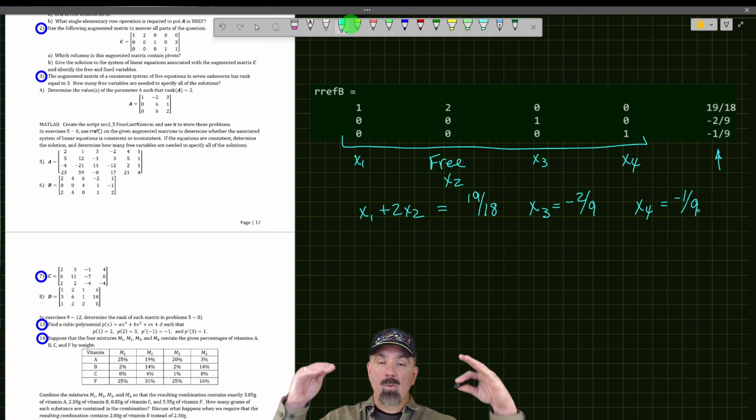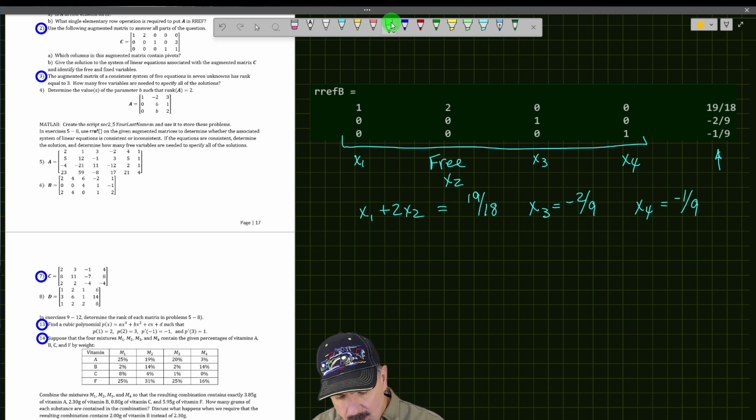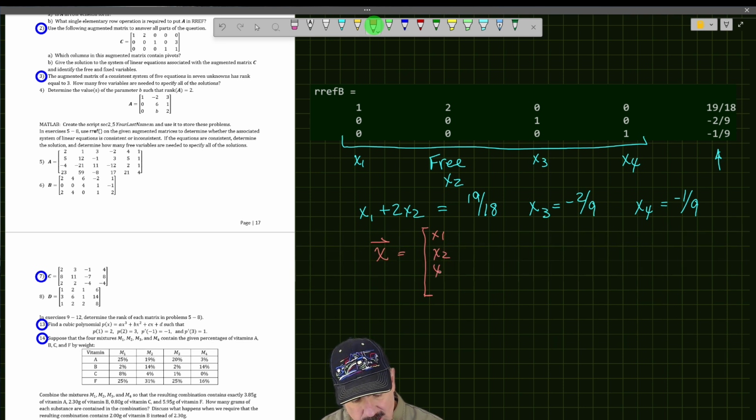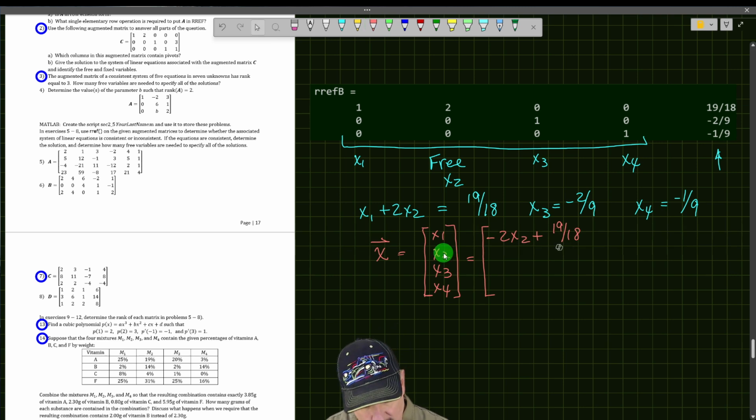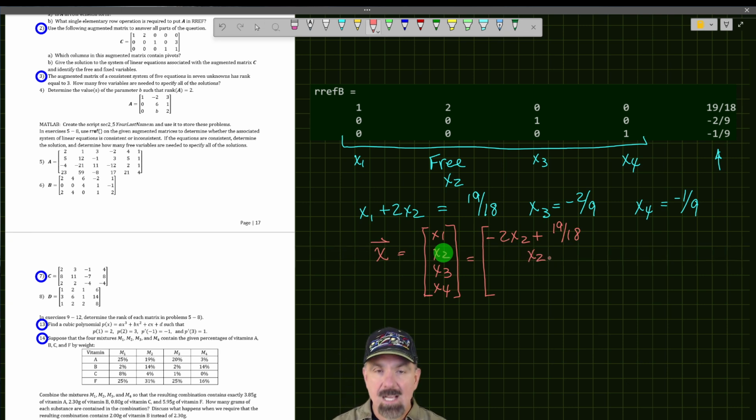Now remember, what we want to do is write down the vector x. That's our goal. Our goal is to write down the x vector. Well, the x vector is equal to x1, x2, x3, x4. So we need a representation for each of those things. The x1 representation comes from our first equation. That's going to be equal to -2x2 plus 19/18. The x2 representation is, because it's a free variable, we're just going to write down x2. Again, it seems ridiculous, but we'll have to fill in every one of these entries.